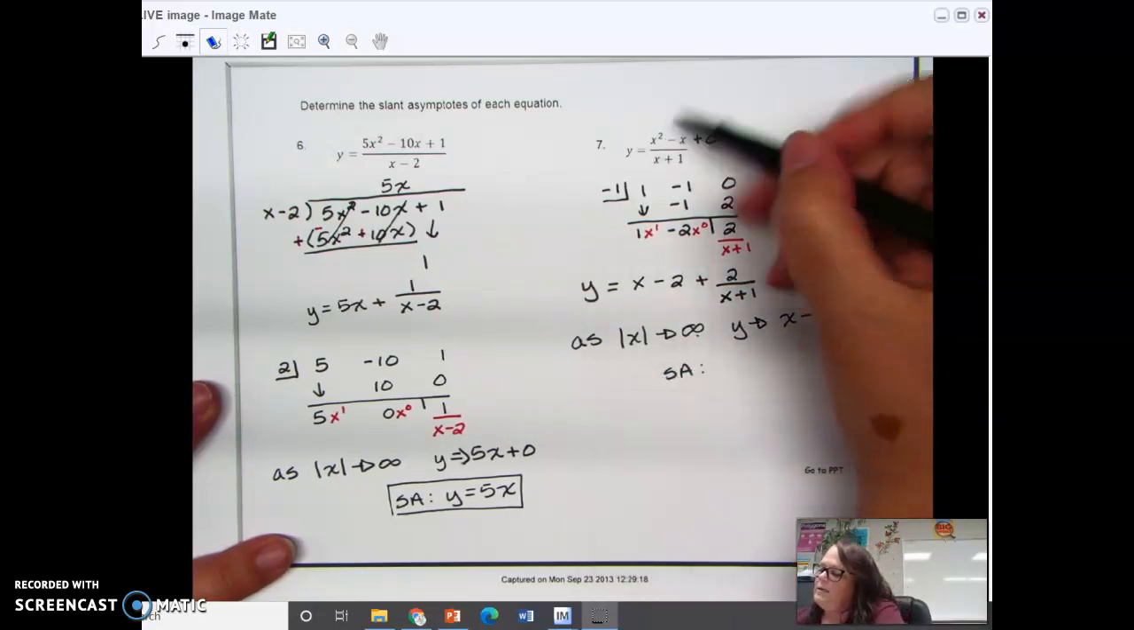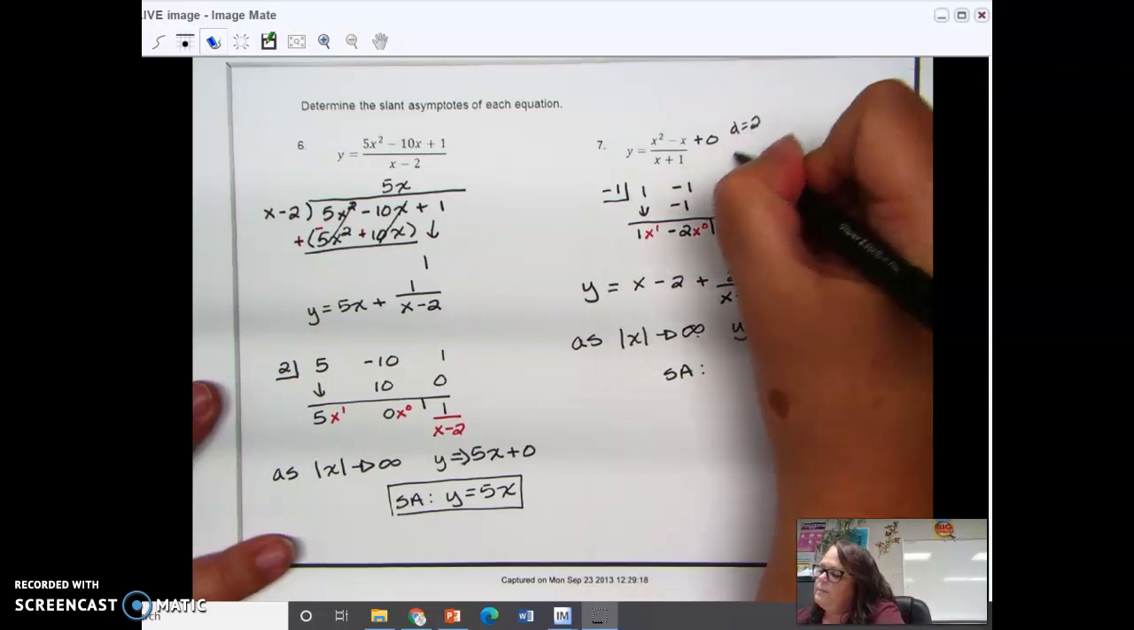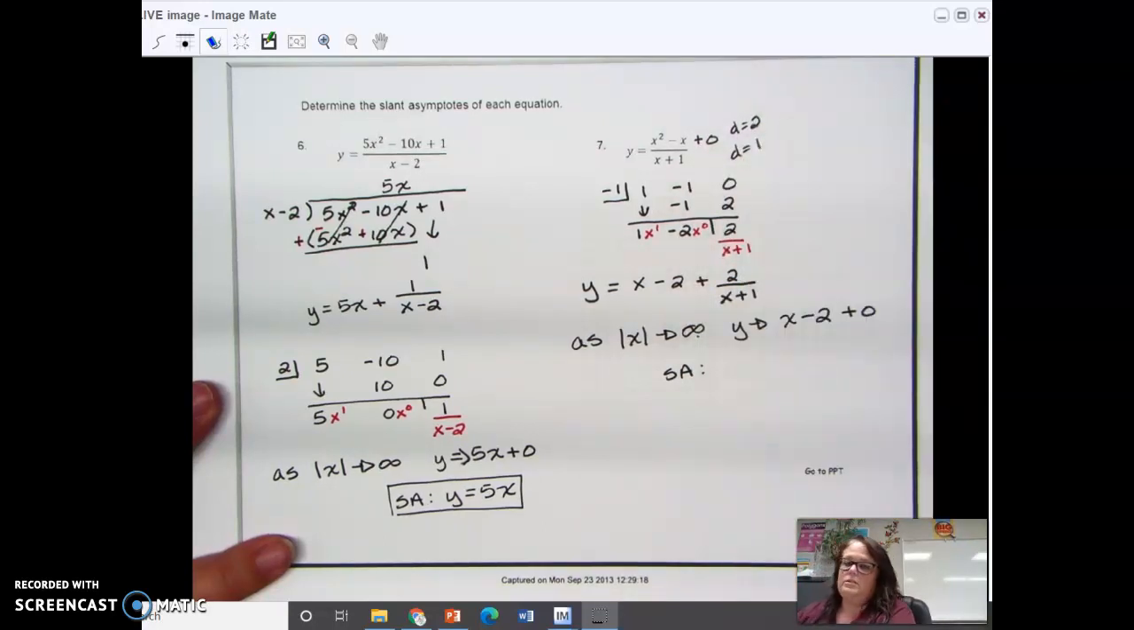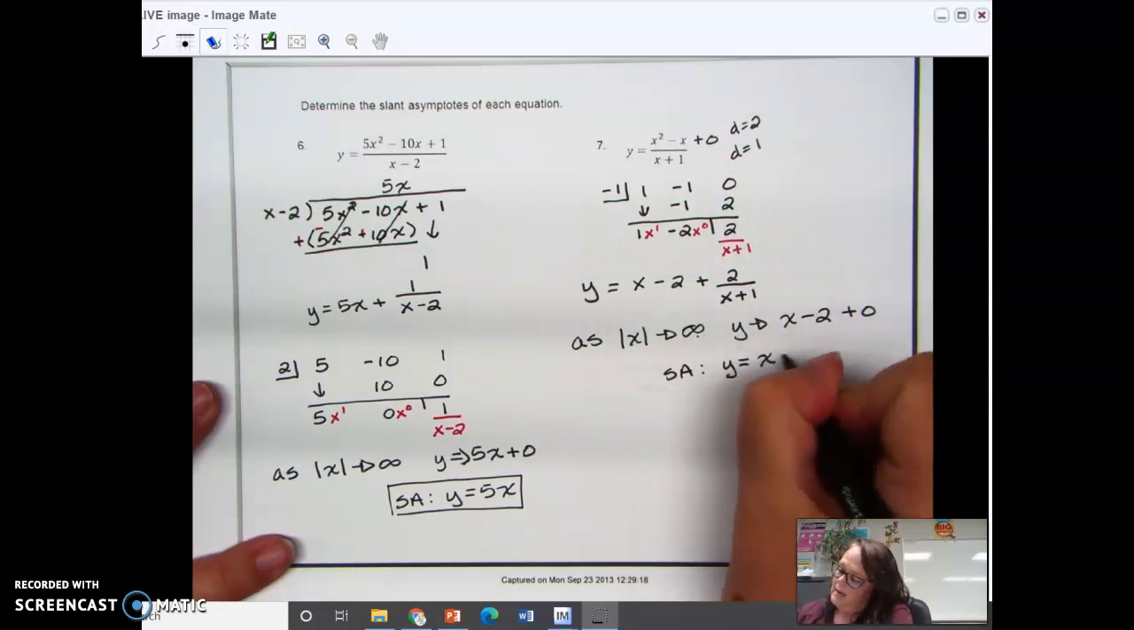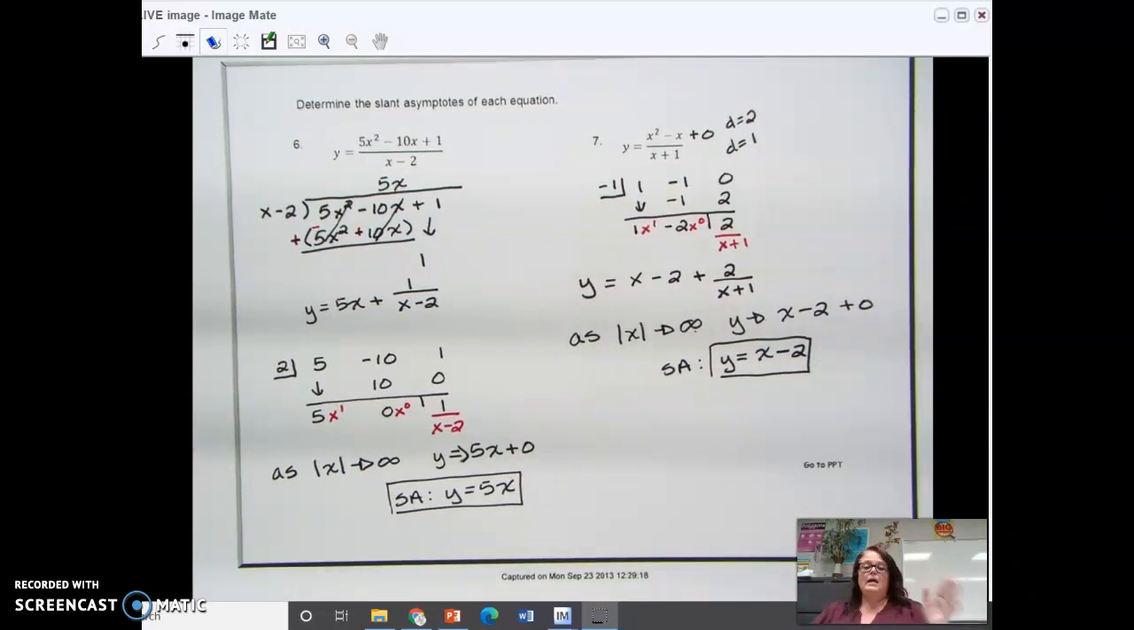And again, I know that because the degree on the top was 2 and the degree on the bottom is 1, so the top was exactly 1 higher. My slant asymptote is at y is equal to x minus 2. You can check that on Desmos just to be sure, but I'm going to go ahead and move forward.